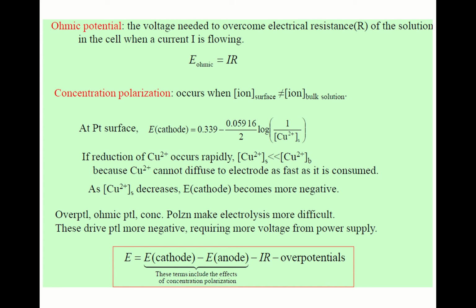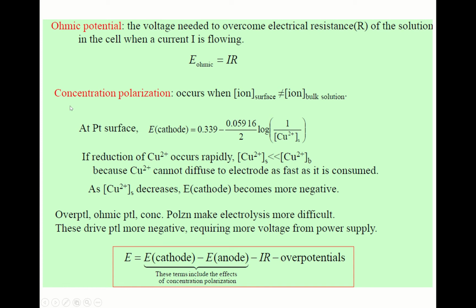Anyway, this is another type. It exists all the time: ohmic overpotential. All right, and there is also another type of potential loss, which is due to concentration polarization. The former two effects are rather easy to understand, but this one, concentration polarization, you have to follow me very carefully.